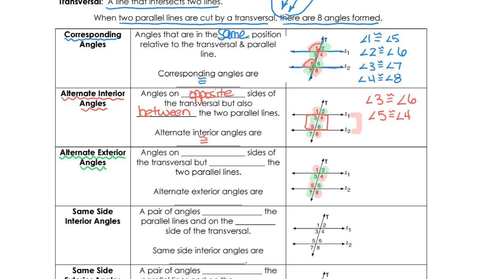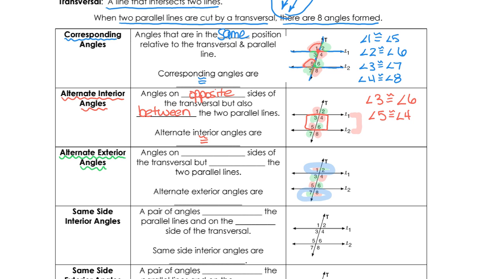And we're looking for alternate exterior. So we have to remember what exterior means. These angles up here are on the outside of your parallel lines, and these angles down here are also on the outsides of your parallel lines. And so those 1, 2, 7, and 8 are referring to exterior angles.